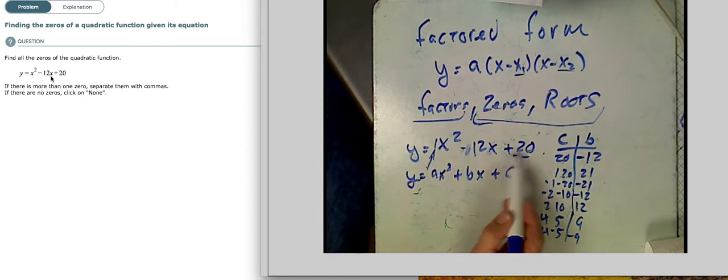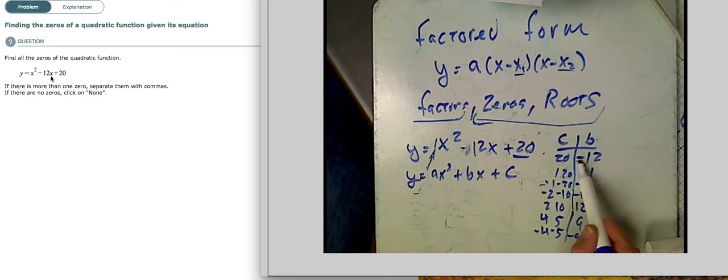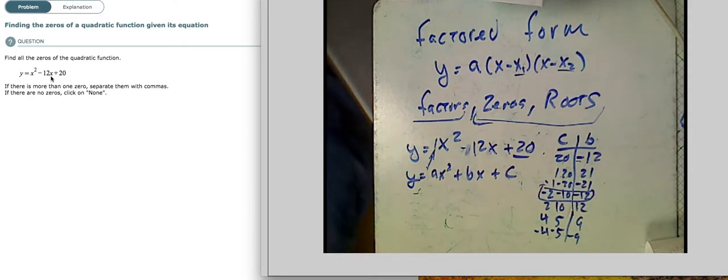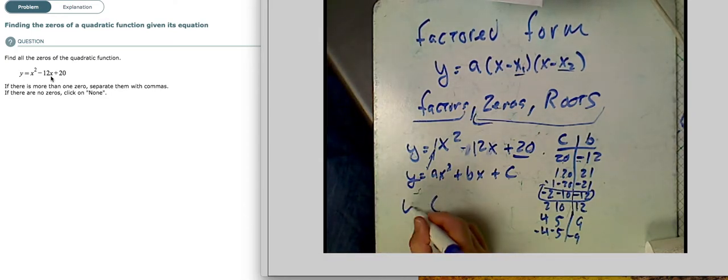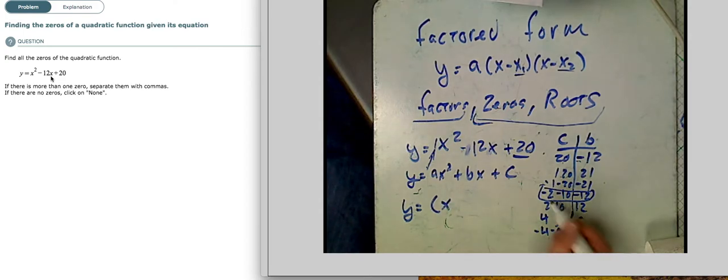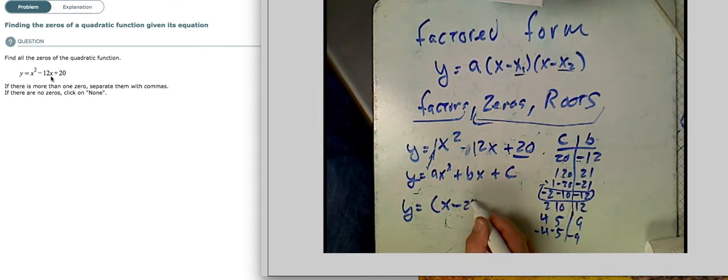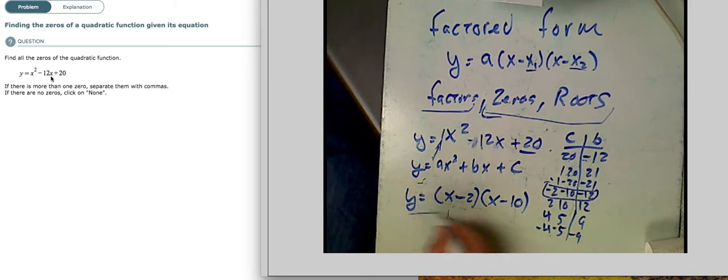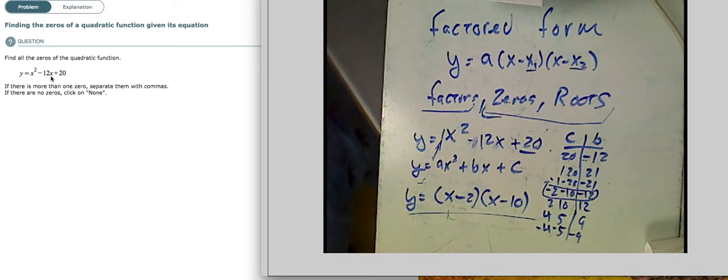And I know because 20 is positive, both of my signs are going to be the same. And because I know that this one is negative, then this is going to be our factor pair right here. Now, when a is 1, all we have to do is use these factors right here as our factors here. So this is now in factored form.